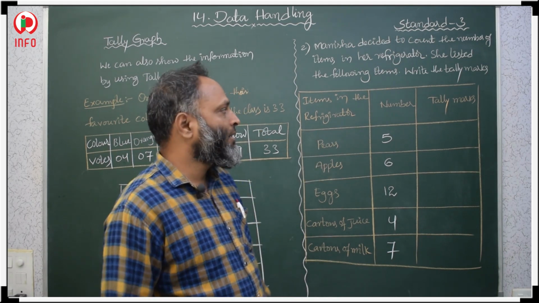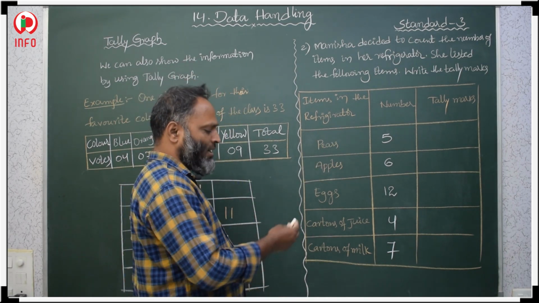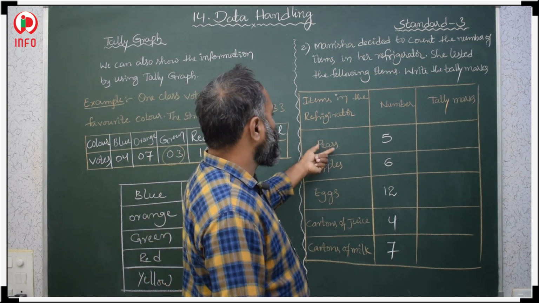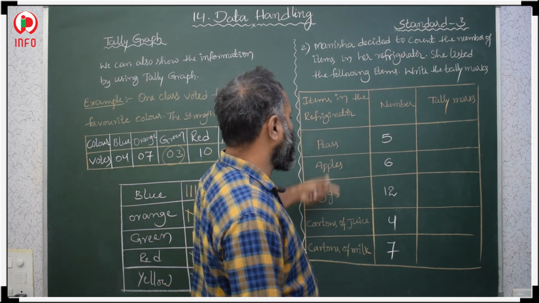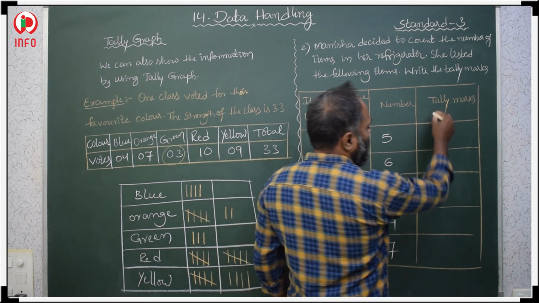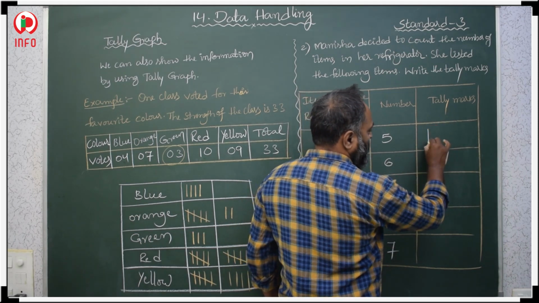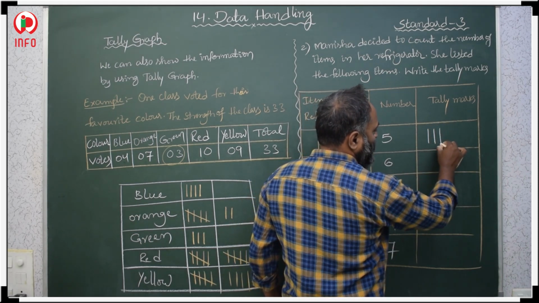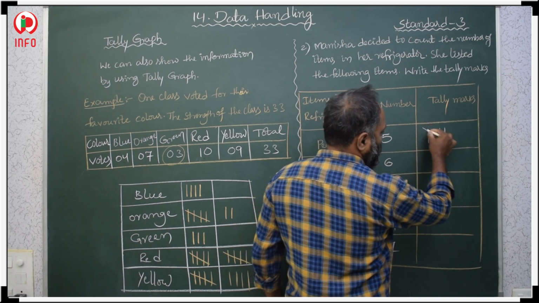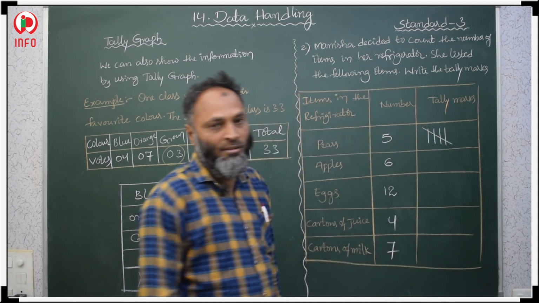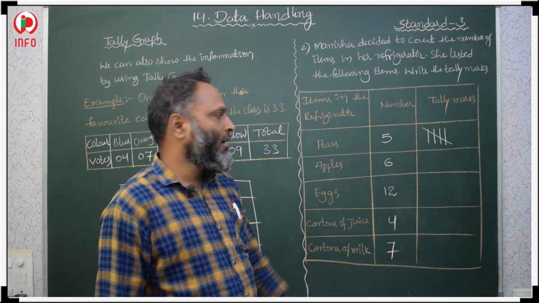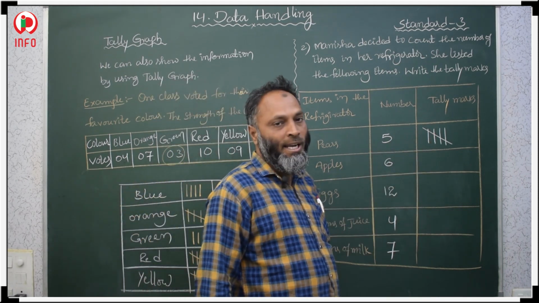Then she wants to make tally marks. How to make tally marks? First, what is there in the refrigerator? That is pets. How to represent 5? 5 means 4 vertical lines, 1, 2, 3, 4, and 1 slanting line. So this is 5, this is a 5 lines group. 5 lines over in tally.